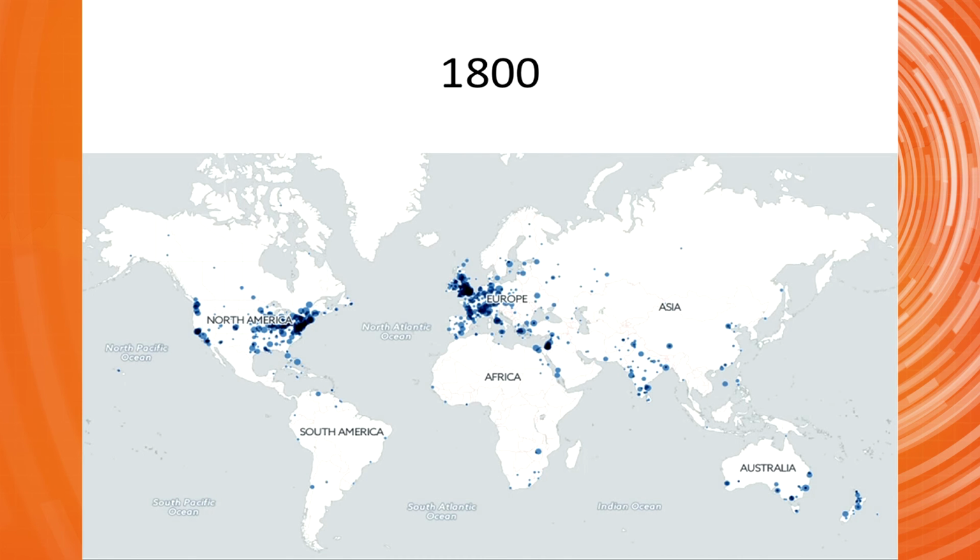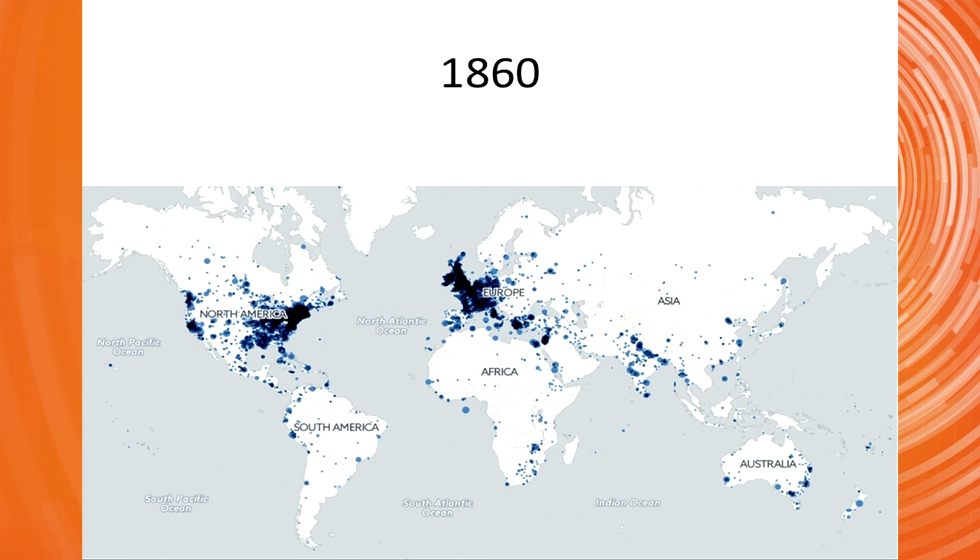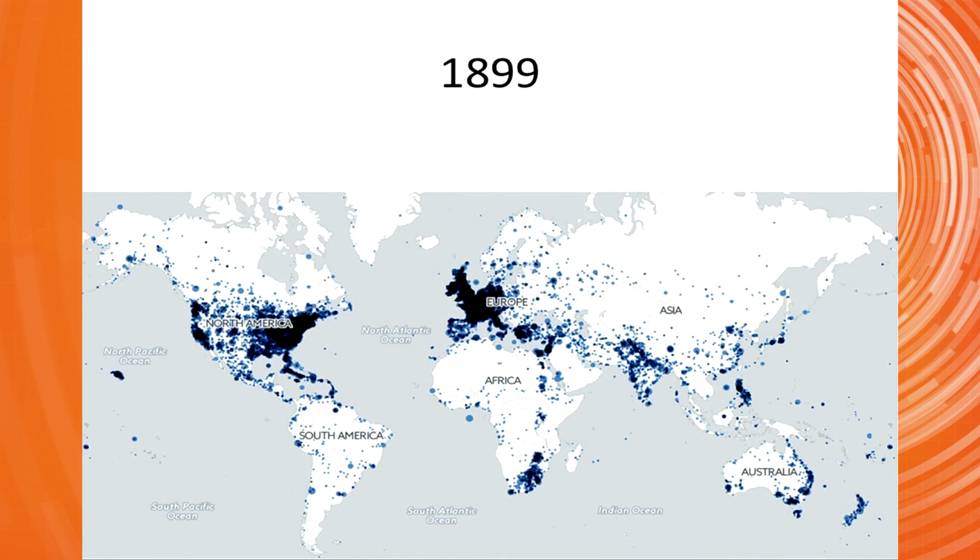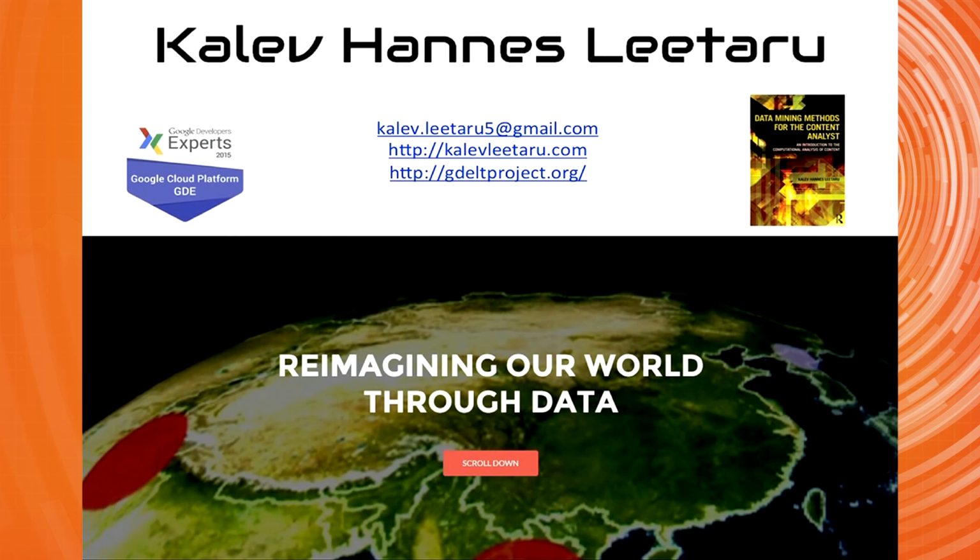This is 1800, all the locations mentioned in these books in the year 1800. Here's 1860. And here's 1899. So we can see the Western expansion. You can then orient this topically and ask what people were talking about with respect to each of these locations. And then this is me.